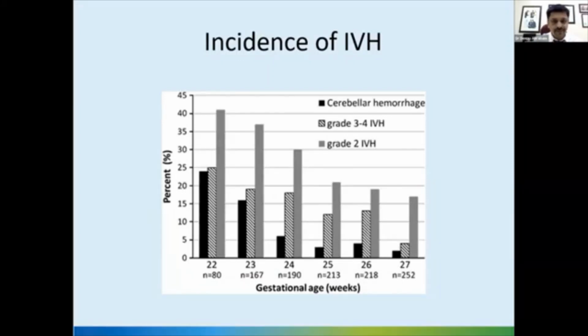The black one is the cerebellar hemorrhage, which is missed in many cases, which is very significant, and some of the studies have shown it as an independent risk factor for neurodevelopmental outcome. It is significant mainly in 23 and 24 weekers, but I'm not dealing with cerebellar hemorrhages in this session.